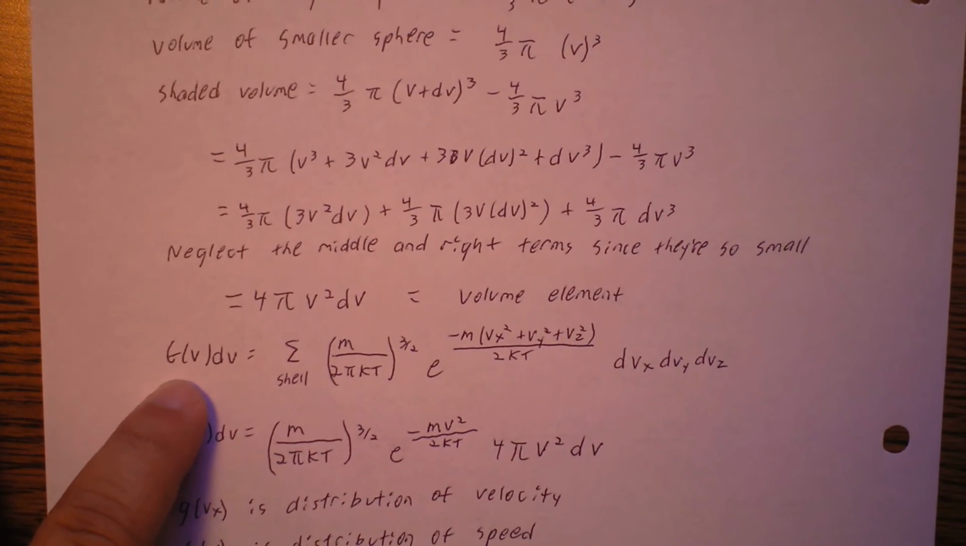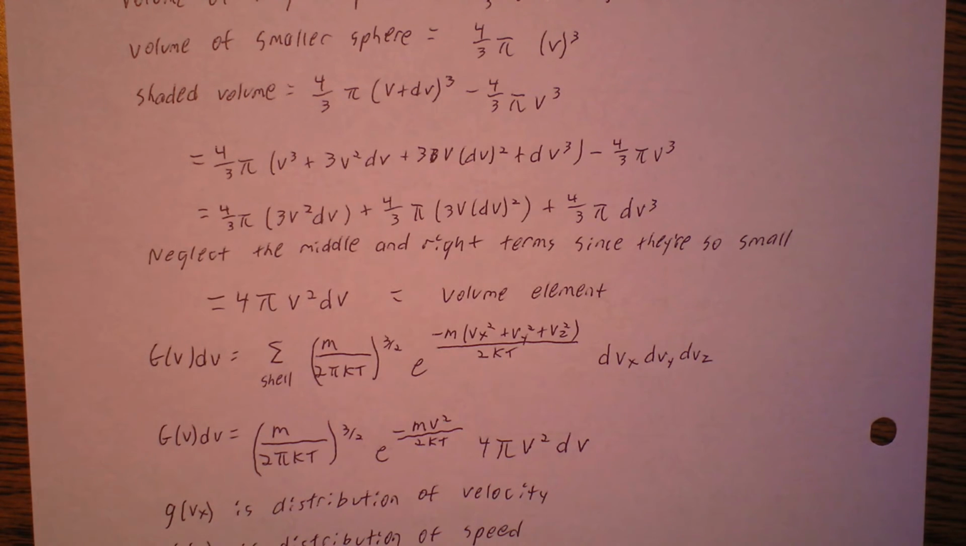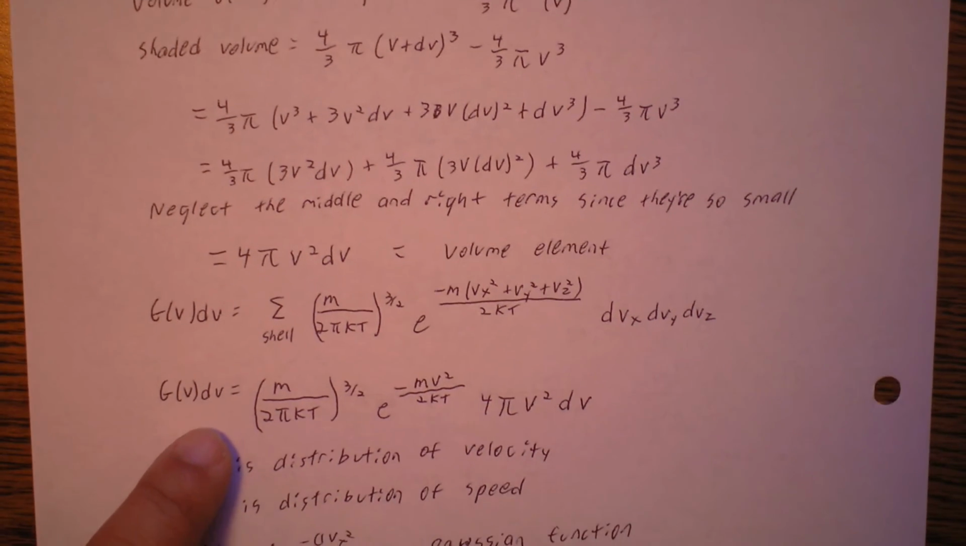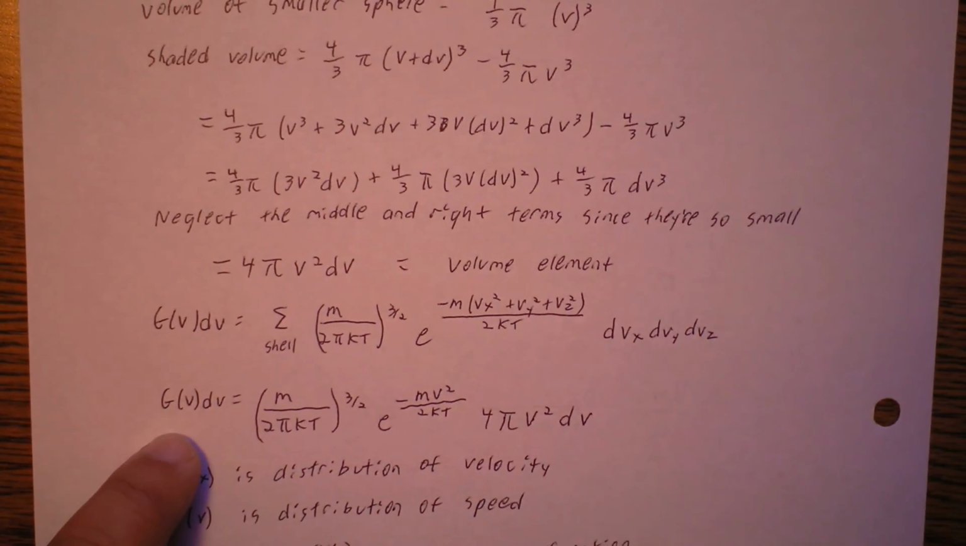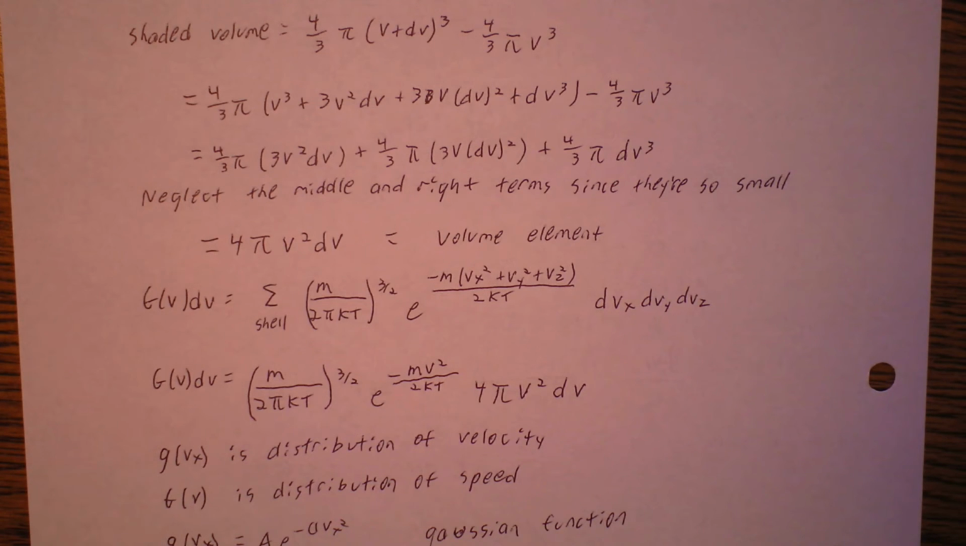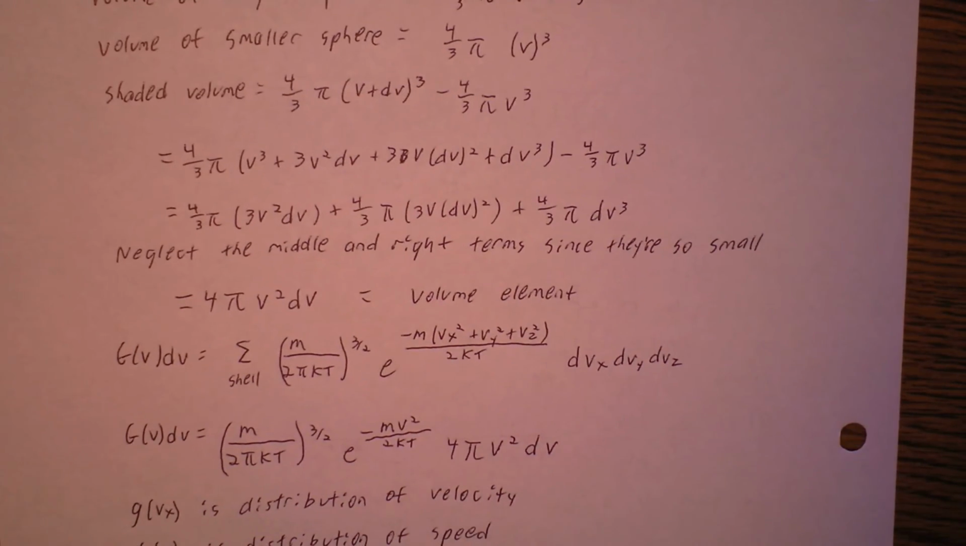So we have g of v dv is going to be equal to the sum over this whole shell of (m over 2 pi kT) to the 3/2 power times e to the minus m times the x component of velocity squared plus the y component of velocity squared plus the z component of velocity squared over 2kT, with respect to the x, y, and z components of velocity. So that gives us g of v dv equal to (m over 2 pi kT) to the 3/2 power times e to the minus mv squared over 2kT times 4 pi v squared dv. See how we substituted that in here.